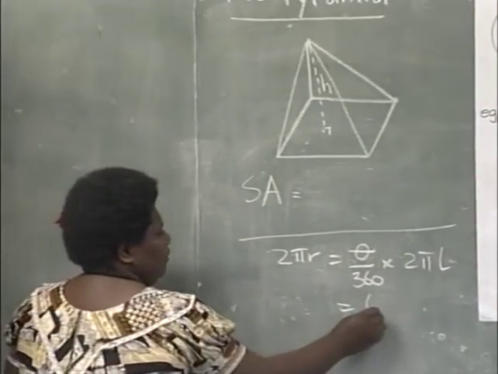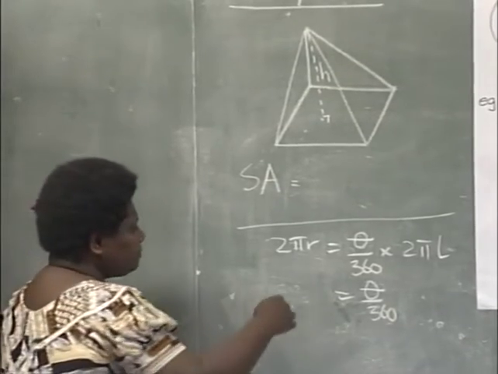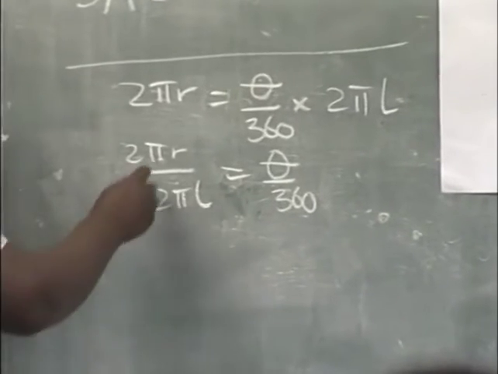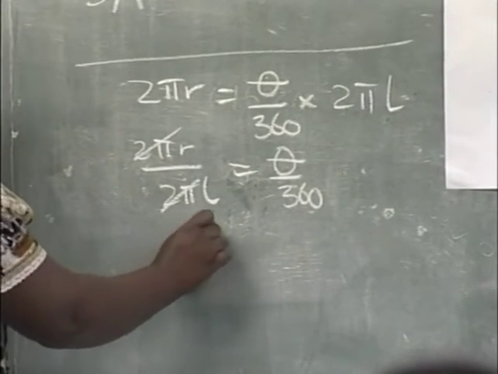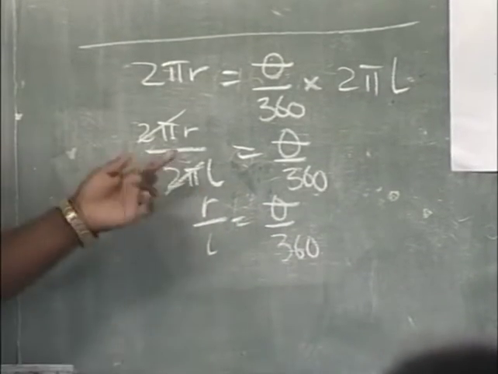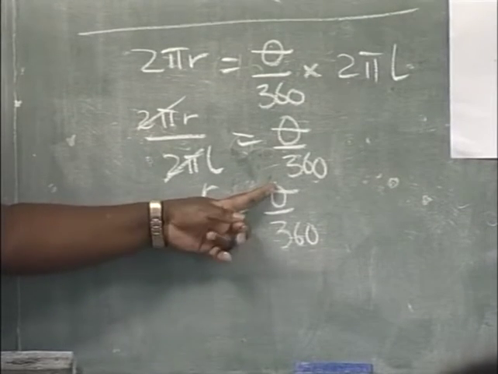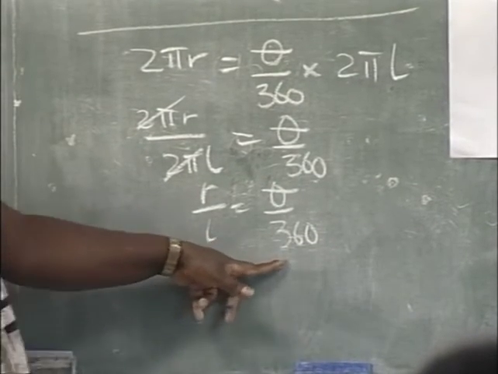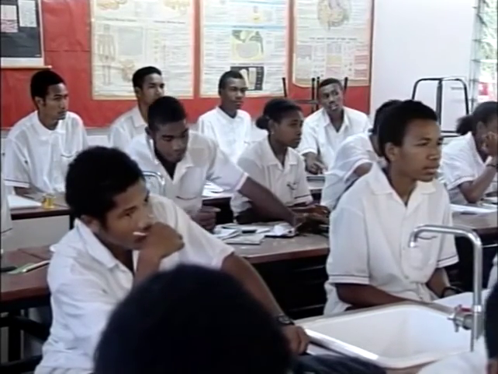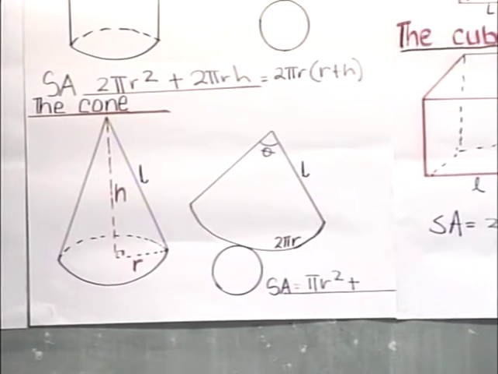Okay. If I divide 2 pi L on both sides of the equation here, I will get 2 pi R over 2 pi L. This and this will cancel out and I get R over L is equal to theta on 360. So if I divide the radius by L, it will be exactly the same as the angle divided by 360. Now what I'm trying to do here is to show you where the other part of the surface area of a cone comes from, because some of you know that it's pi R L, but you never know where it's from.